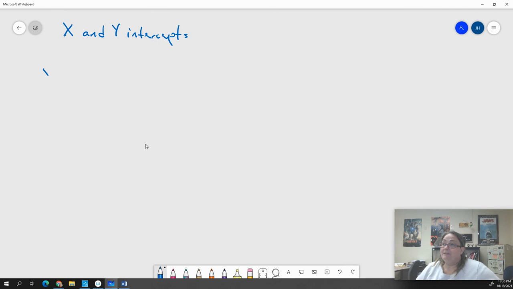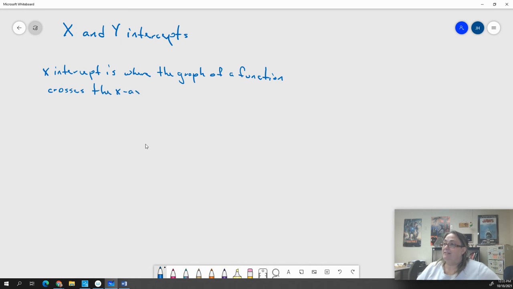An x-intercept is where the graph of a function crosses the x-axis. So Juliana's on it because she knows that there's a crossing happening. That being said, what do you think a y-intercept is?